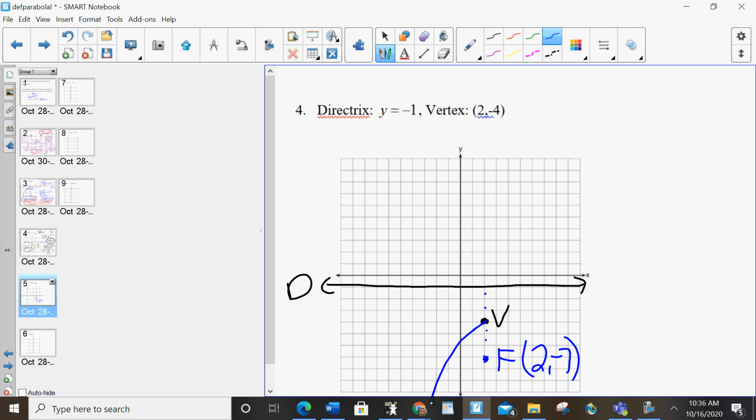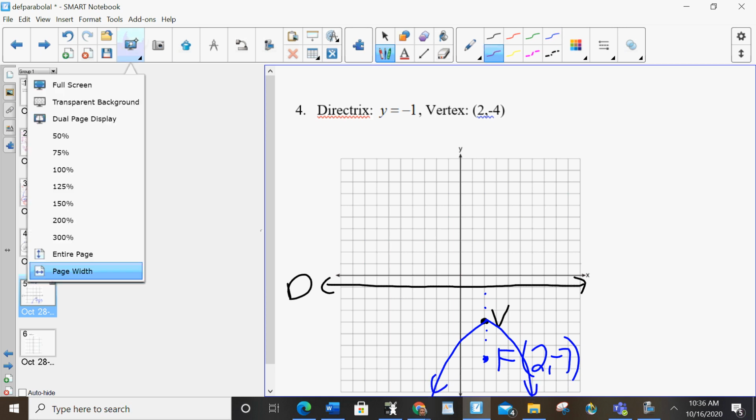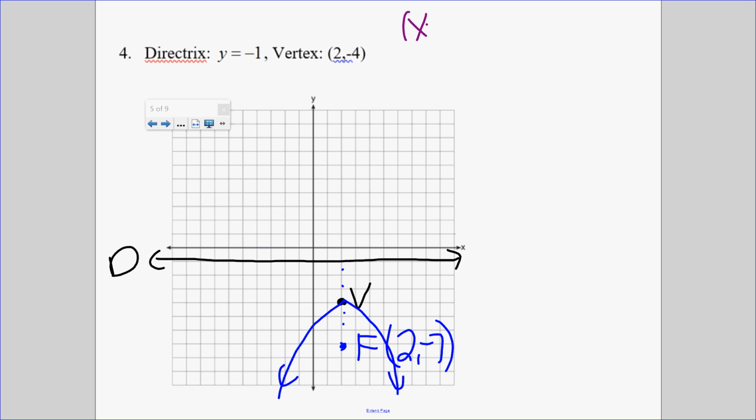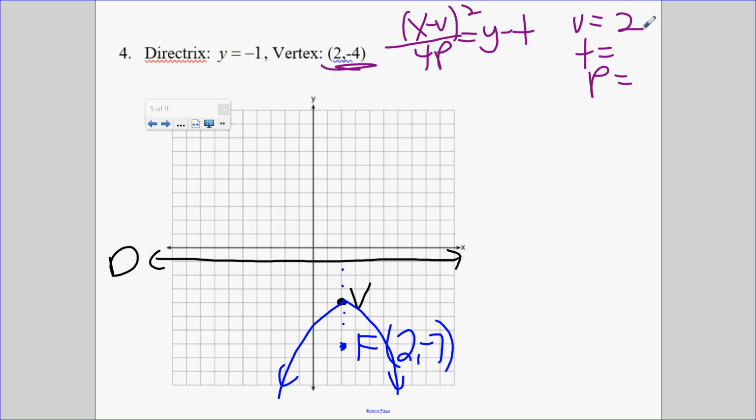I can't touch the directrix, so it's going to open down, which means p is going to be negative. (x minus v) squared over 4p equals y minus t. V, t, p. V is 2, t is negative 4, p is... Oops, sorry, I'm counting the wrong thing. From the vertex to the focus, negative 1, 2, 3. Again, it's negative because it opens down.